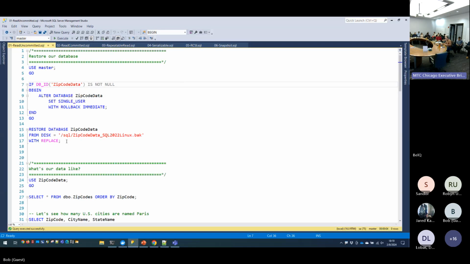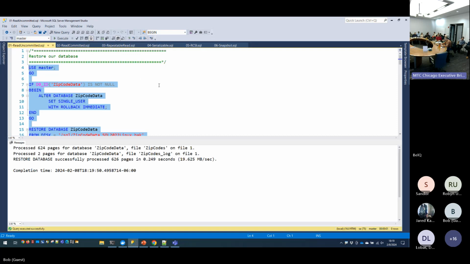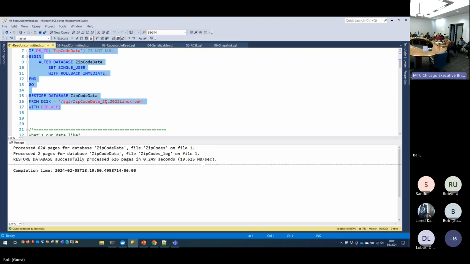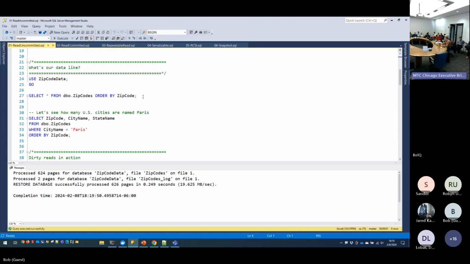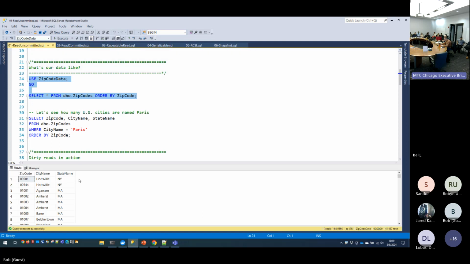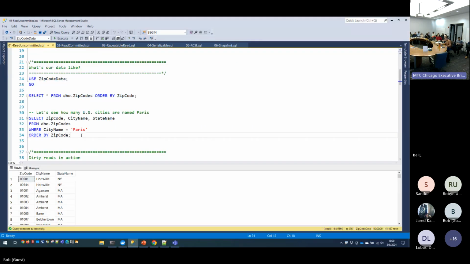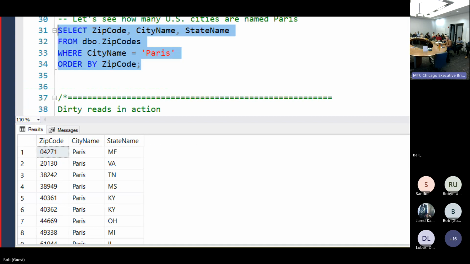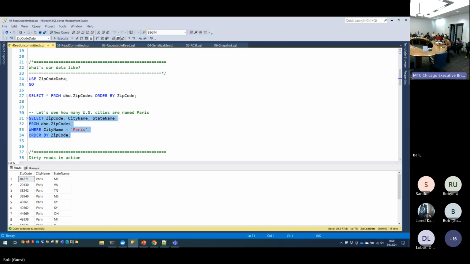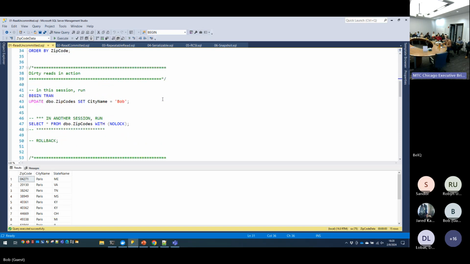Excellent. All right. So I have a sample database here I'm going to be working with for the demos tonight. It is a very simple database of zip codes, just a list of all the zip codes in the United States. If I were to use this database and just do a very simple select query, we see 3 columns: the zip code, the city, and the state that the zip code belongs to. This data is accurate as of a couple months ago when I downloaded it. So if I wanted to see how many cities in the United States are named Paris, I could do this query, and there's a Paris, Maine, Virginia, Tennessee, Ohio, Michigan, et cetera. Just some simple data that hopefully everyone can understand and we can play with a little bit.